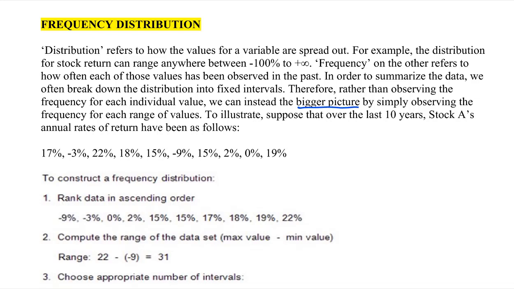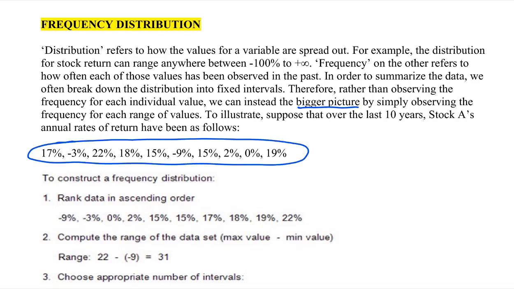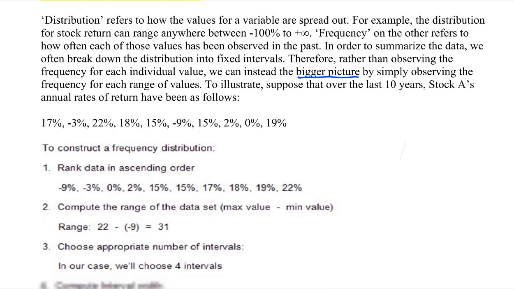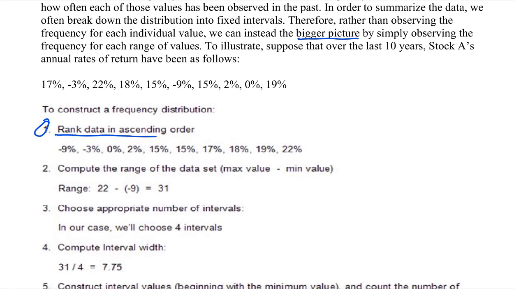In this case, what we're going to do is create some intervals and see how many of the observations fall within each interval. So to illustrate, suppose that over the last 10 years, Stock A's annual rates of return have been as follows. So there they are. Now, the data, of course, is random. So when you look at raw data the first time, it's not organized. So the very first thing we're going to do is rank the data in ascending order. So here's the lowest value, here's the highest value.